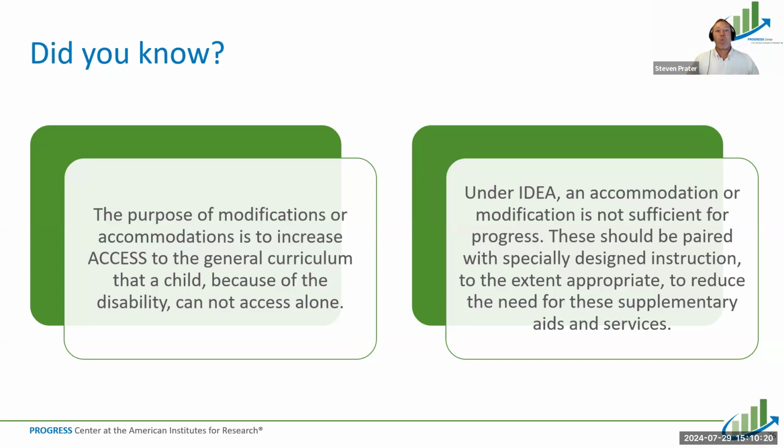So if a student only needs accommodations and modifications, especially just accommodations, then they may not need special education. They may need 504 services. A student with a disability who only needs accommodations can get that through the Section 504 plan. But if they need specially designed instruction as well, that's when they need the IEP.